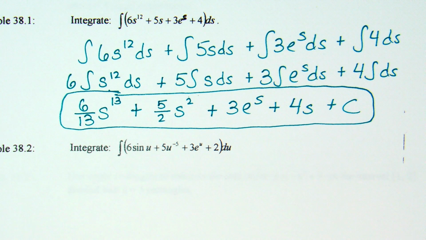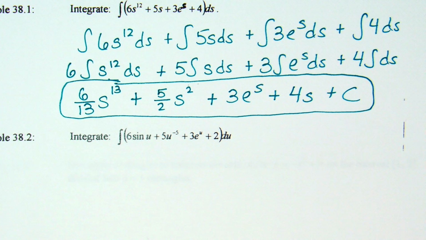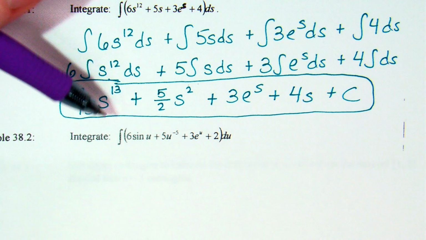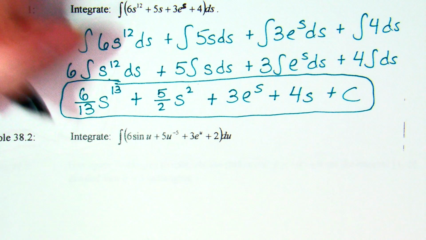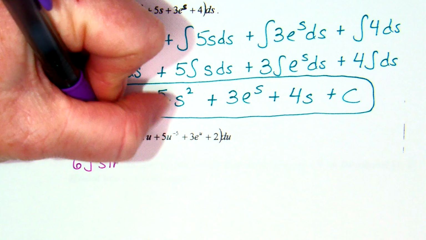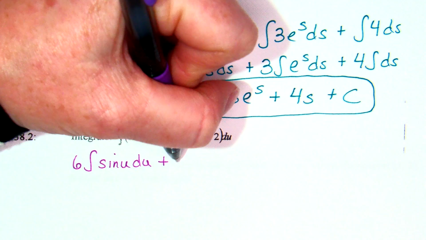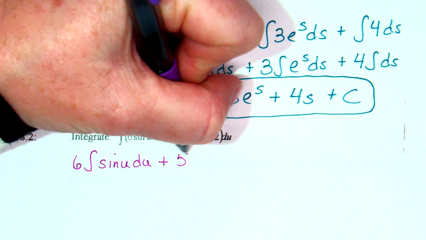Okay, ready for problem 2? Again, if you want to write it out, I'm going to write it out as all separate integrals and pull my constants out. Whether you do this part or not is up to you. So, if I break it up, it's the integral of 6 sine u. If I pull the 6 out front, it's 6 times the integral of sine u du plus 5u to the negative 5th. So if I pull the 5 out front, it's 5 times the integral of u to the negative 5th du.